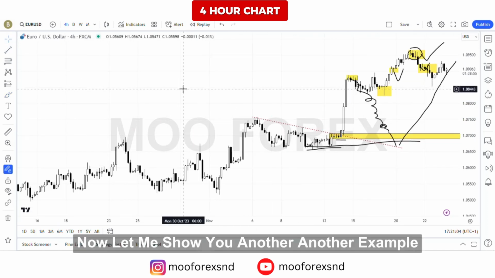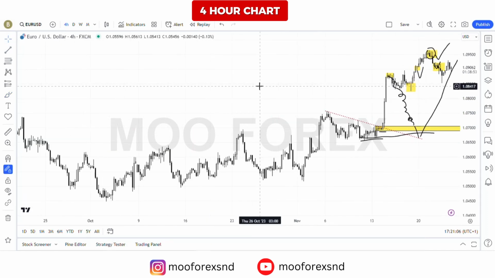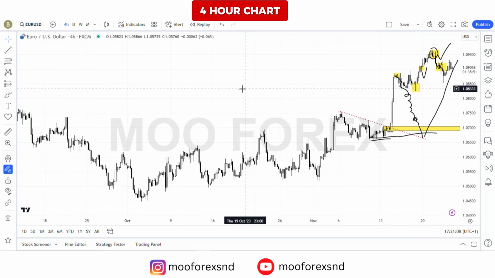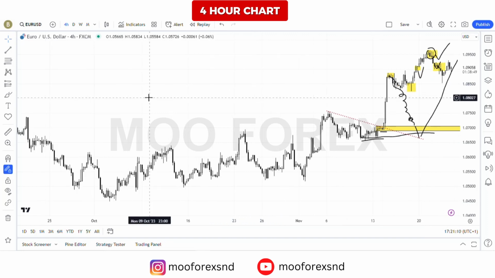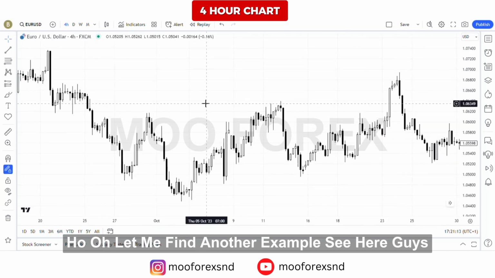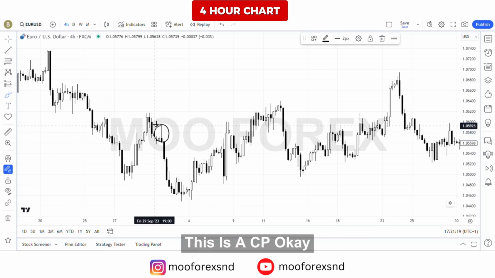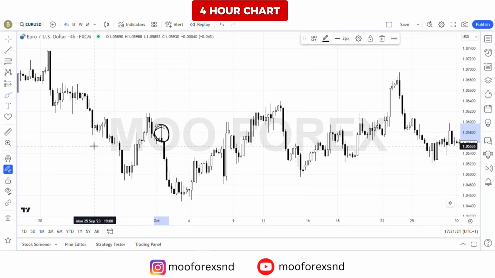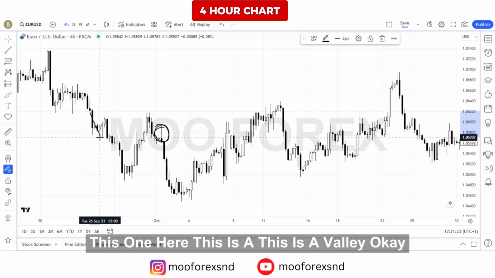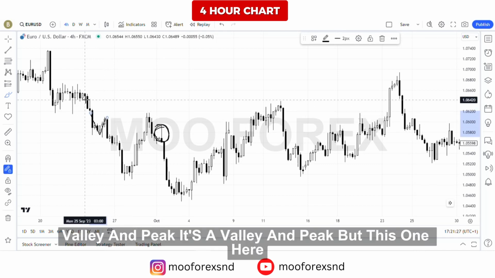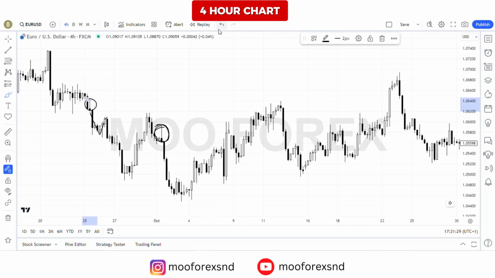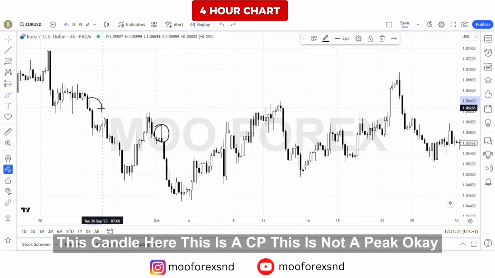Now let me show you another example. Let me find another example. This one here is not a peak, this is a CP. This one here is a belly. It's a belly and peak. But this candle here is a CP, this is not a peak.